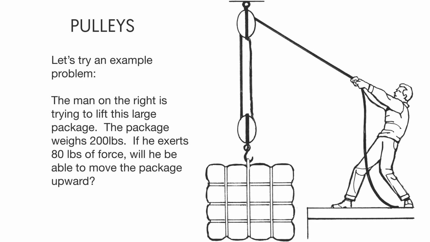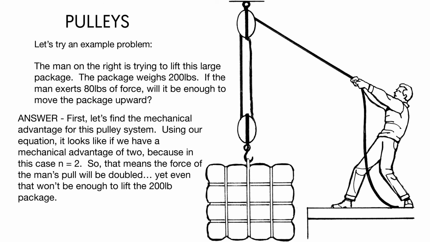Here's the answer. First, let's take a look at the mechanical advantage for this pulley system using our equation. It looks like we have a mechanical advantage of 2, because in this case, n is equal to 2. So that means the force of the man's pull will be doubled, yet even that won't be enough to lift the 200-pound package. In this case, the answer is no. The man will not be able to lift the weight even if he pulls with 80 pounds of force.